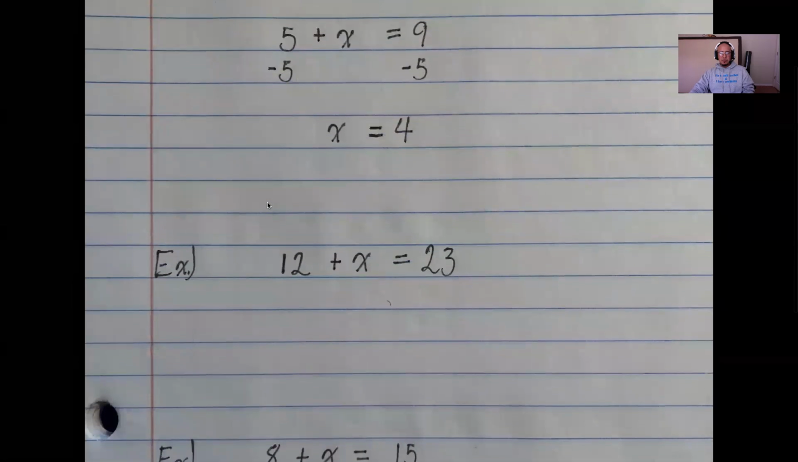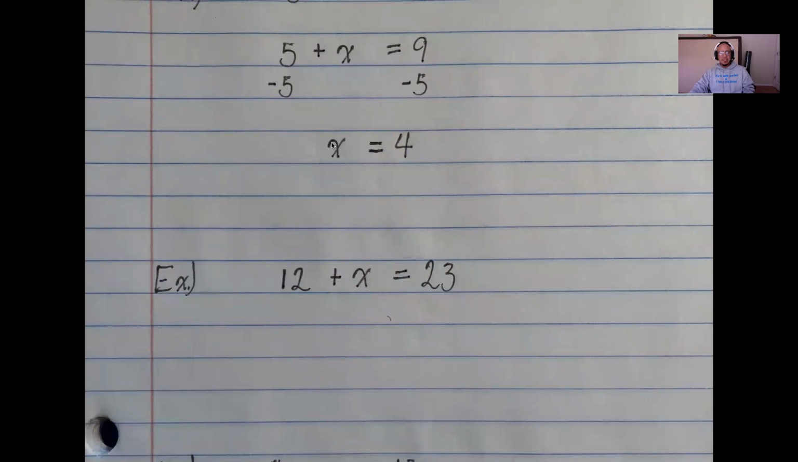12 plus x is equal to 23. Notice that I am adding. Notice that the x is not isolated, but I want it to be isolated. All right. So I want to isolate the variable. How? I'm going to do the opposite operation. So instead of adding 12, I'm going to subtract 12.